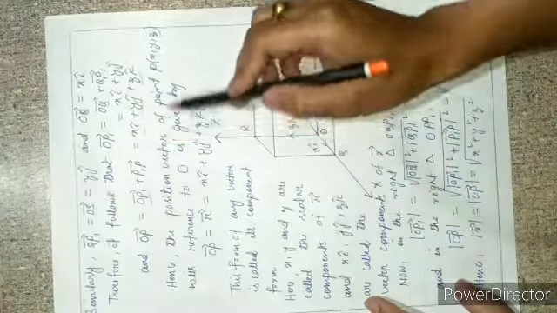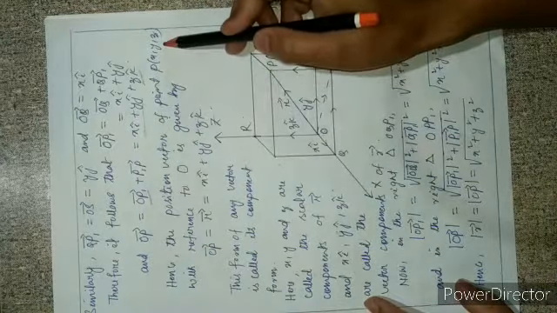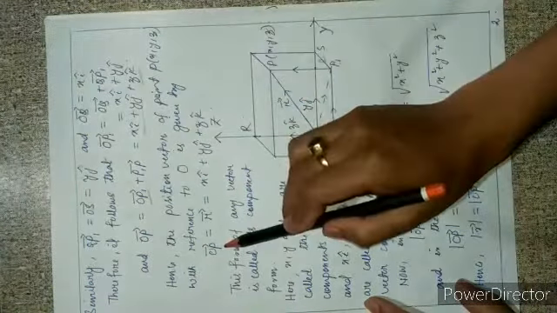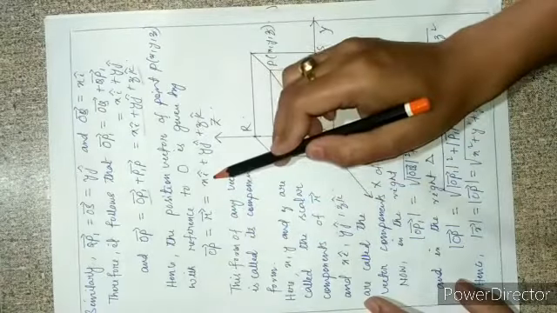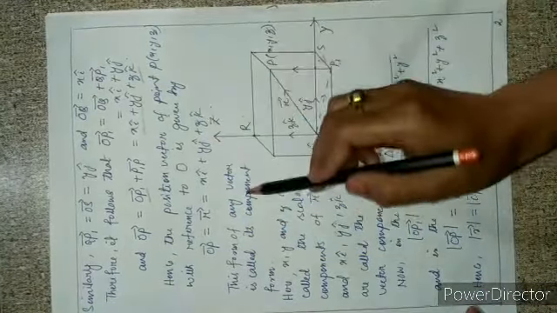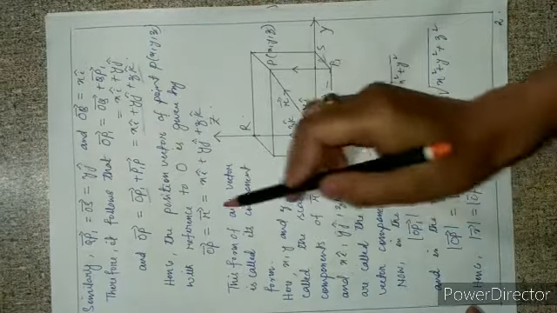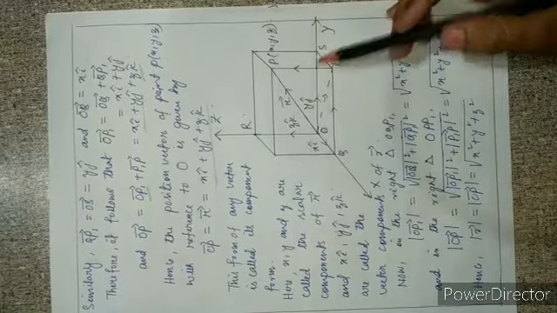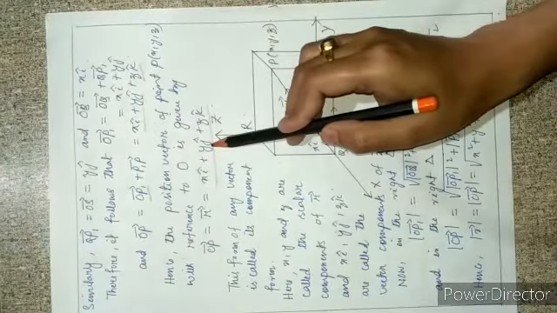Hence, the position vector of any point P whose coordinates are x, y, z with reference to the origin is given by OP vector or r vector equal to x i cap plus y j cap plus z k cap. This form of any vector is called its component form.